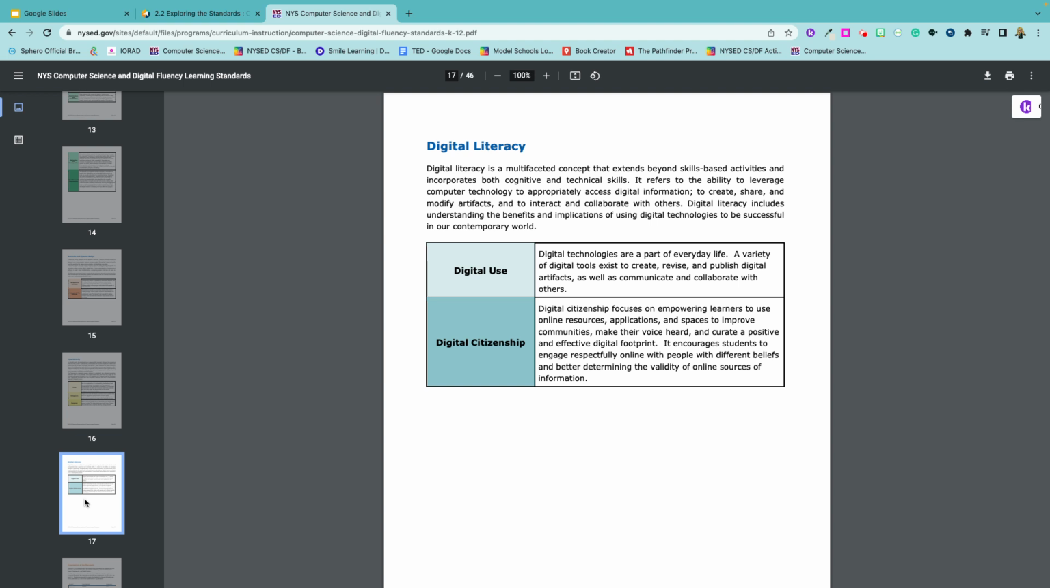If you are not familiar with these sub-concept areas, I highly recommend you take some time and look through this PDF and really explore what it says before you go on to the next one where we actually take a look at the standards.